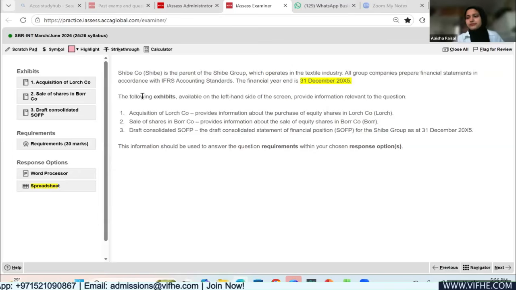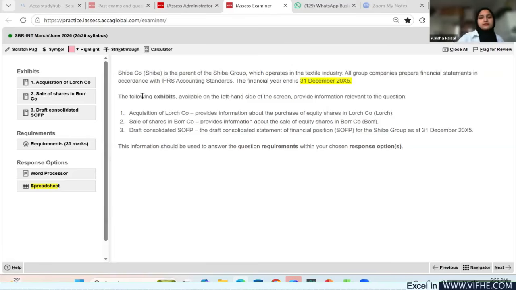Okay, so you can put a 15-minute timer. Put a 15-minute timer.